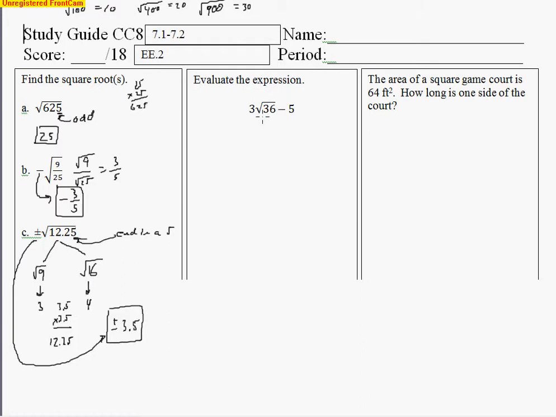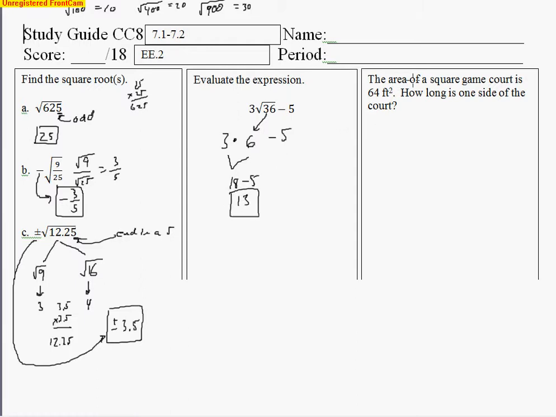Here we're trying to evaluate. So this 3 right here means we're multiplying by the square root of 36, which is 6. And so I follow order of operations. I did the radical first, then I multiply, then I subtract, and that's how I got 13.